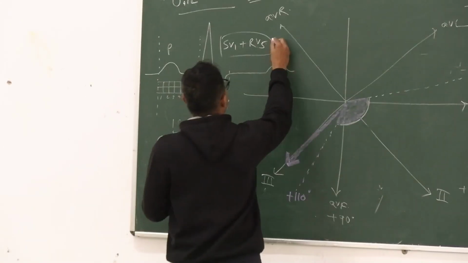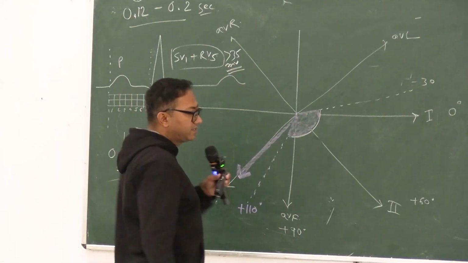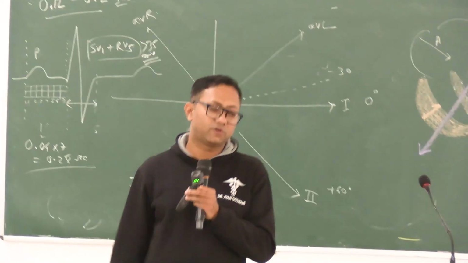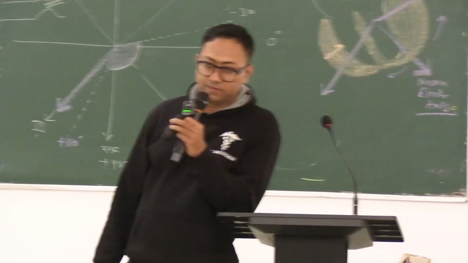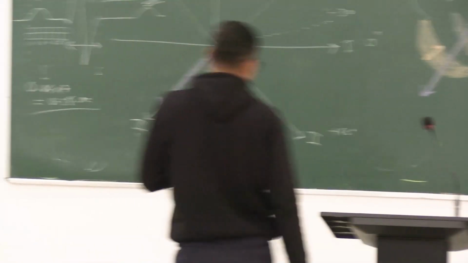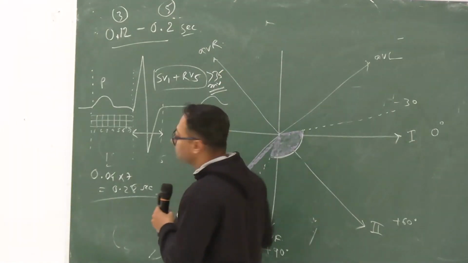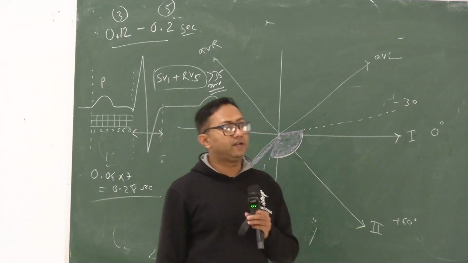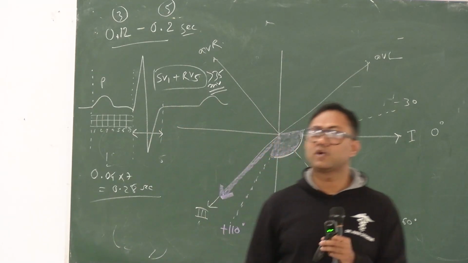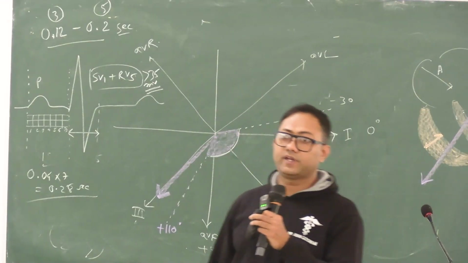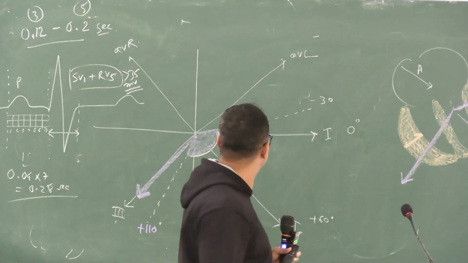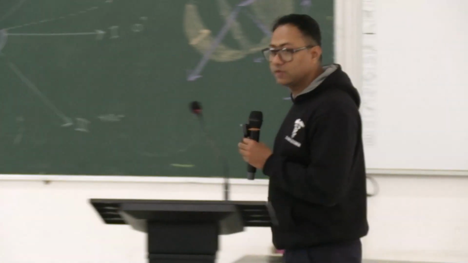If SV1 plus RV5 is more than 35 small squares, that means 3.5 millivolts, it is a criterion for left ventricular hypertrophy. Clear? Because 1 small square is equal to simply 0.1 millivolt. So we check the progression of the R wave, the duration of the QRS complex, and we also check the voltage criteria for ventricular hypertrophy under the QRS complex.